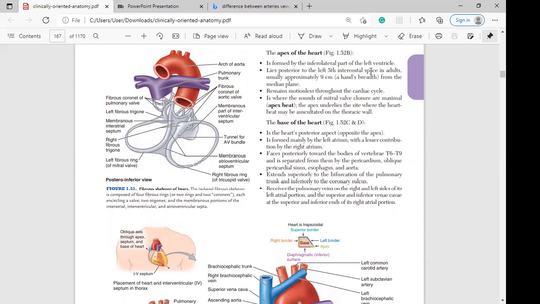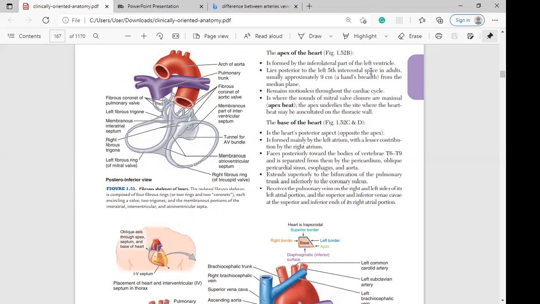And that is very important because when you want to auscultate, to hear the sound of the heart, a doctor can tell you to auscultate the apex beat of the heart. For you to find that apex beat, you need to find where the apex of the heart is. And how do you find it? You need to count until you get to your fifth intercostal space.